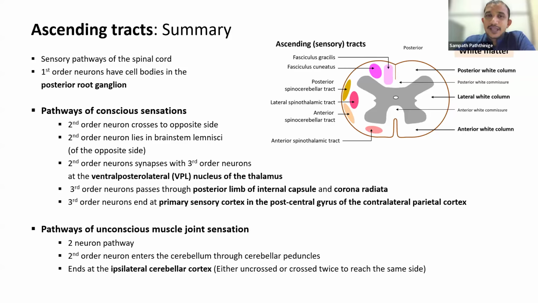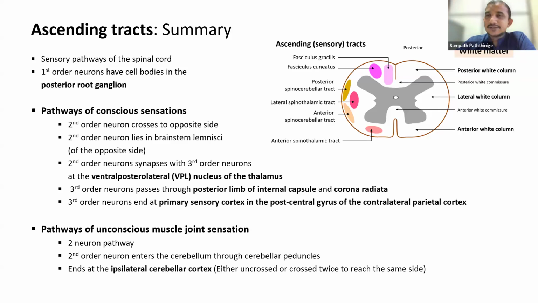So the second order neuron ends in the VPL nucleus of the thalamus. They go through the posterior limb of the internal capsule, then through the corona radiata into the sensory cortex in the parietal lobe of the cerebrum. So that is the common conscious sensory pathway.